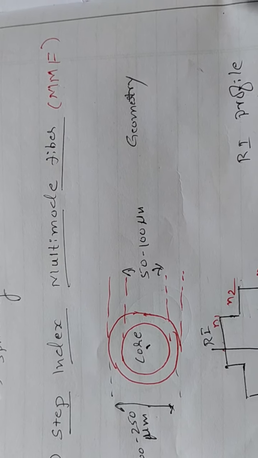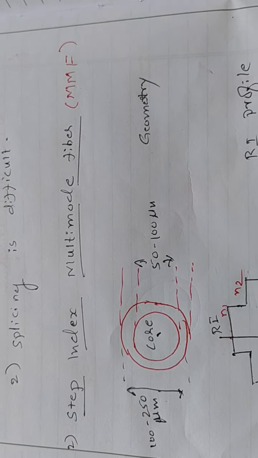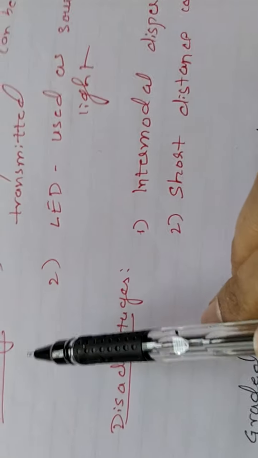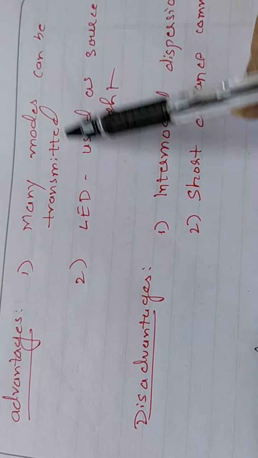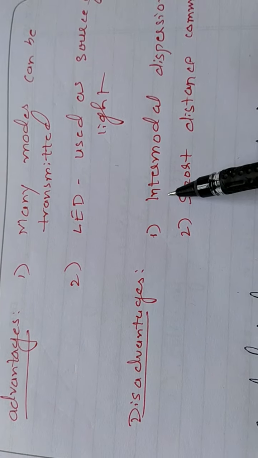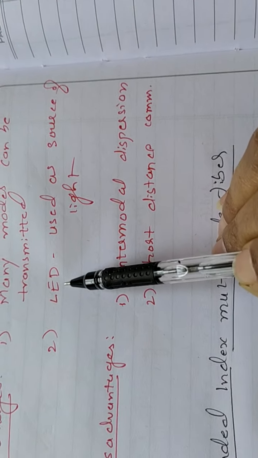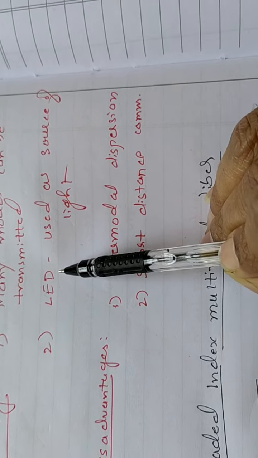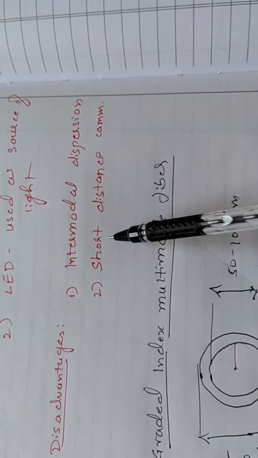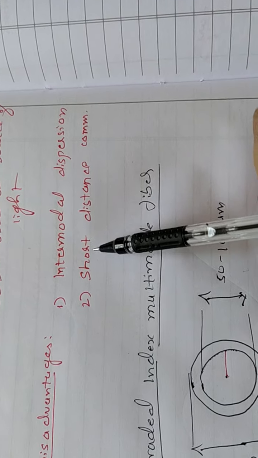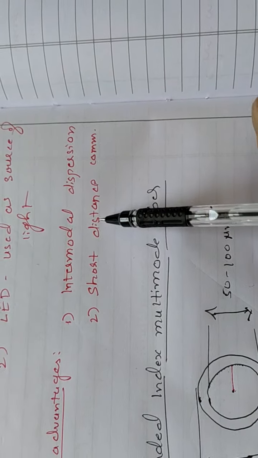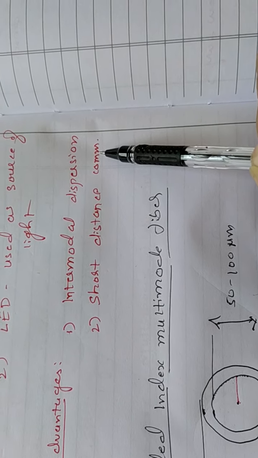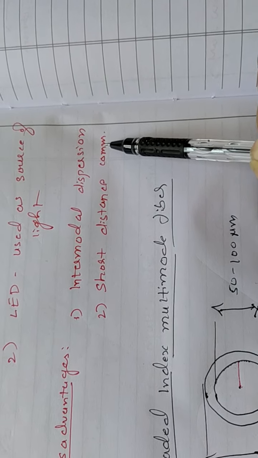These are the advantages and disadvantages of the step index multimode fiber. Many modes can be transmitted, one advantage, but at the same time the disadvantage is intermodal dispersion. Because of the larger diameter of the core, LED can be used as a source of light. A disadvantage is that it can be used only for short distance communication. Long distance communication we cannot use because of intermodal dispersion. Intermodal dispersion is a disadvantage in optical fiber communication.